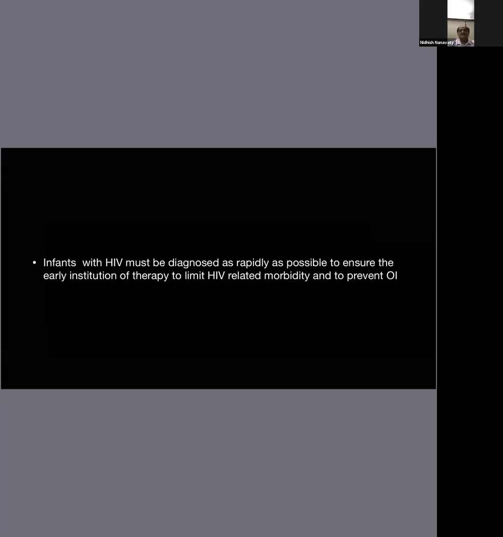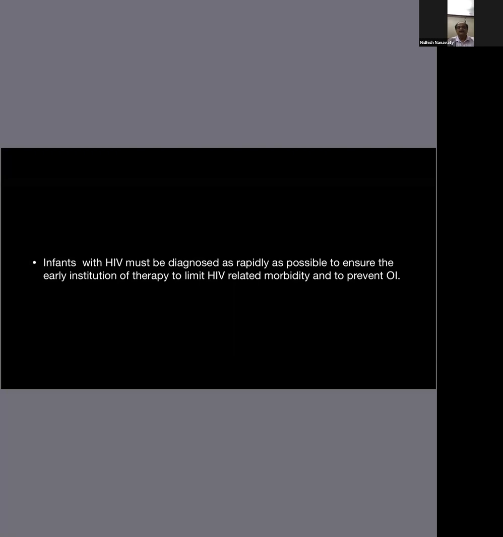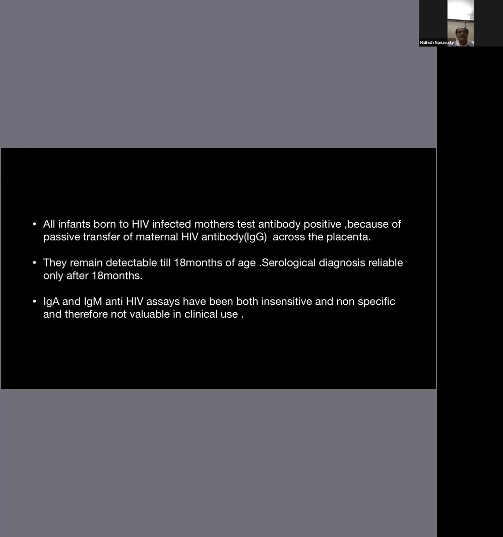Now, infants with HIV must be diagnosed as rapidly as possible to ensure the early institution of therapy to limit HIV-related morbidity and to prevent opportunistic infection. All infants born to HIV-infected mothers test antibody positive because of the passive transfer of maternal HIV antibody across the placenta. They remain detectable till 18 months of age. Serological diagnosis is reliable only after 18 months.